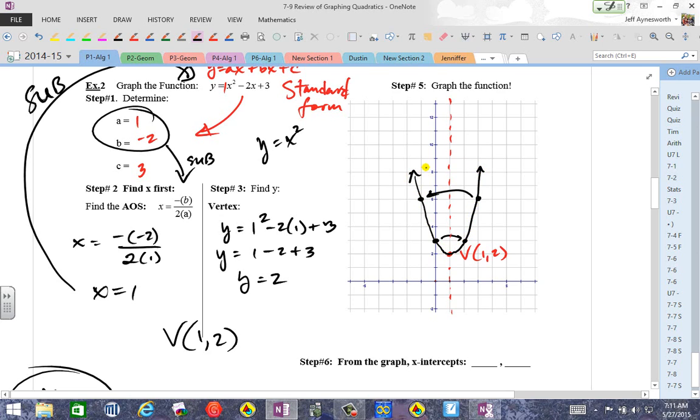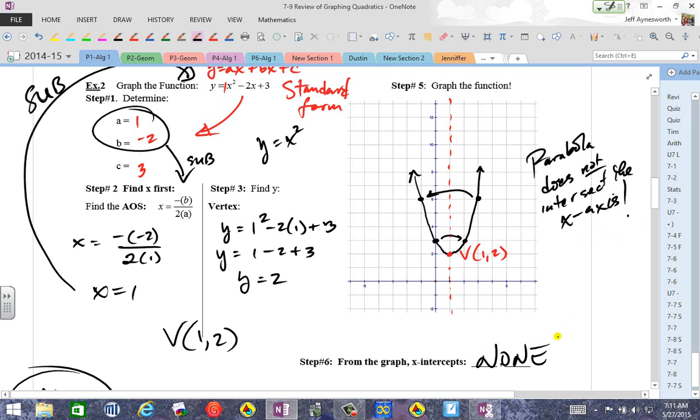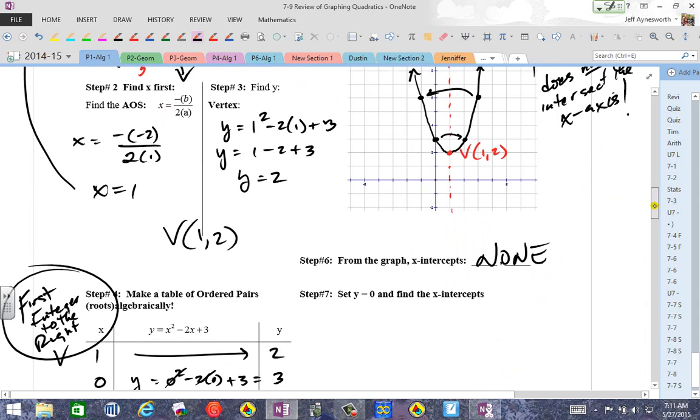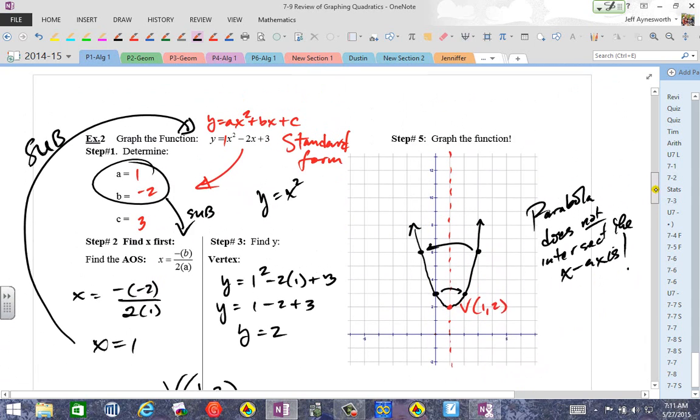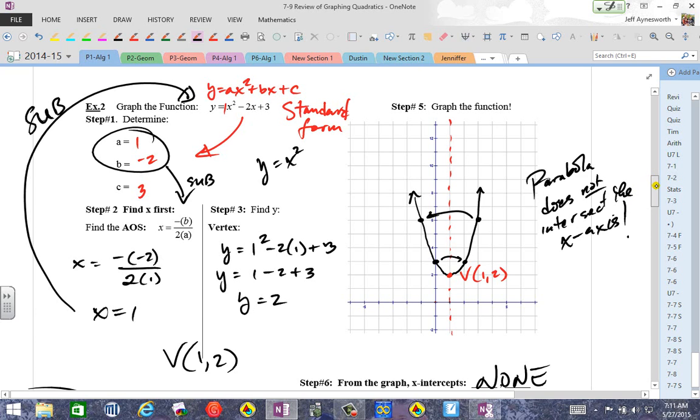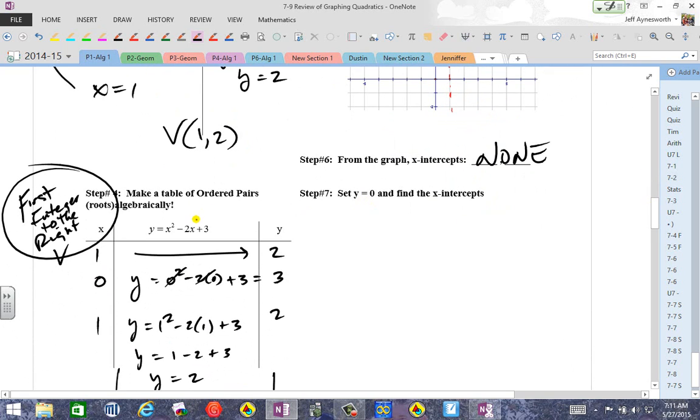Okay. So there, notice that the parabola does not intersect the x-axis, right? So the parabola does not intersect the x-axis. And because of that, all right, there are no x-intercepts. There are none. The only way it can have x-intercepts is if it intersects or meets or crosses the x-axis. And that's why if you tried to solve this right here for the x-intercepts, and you set y equal to 0 and solve, watch what happens.